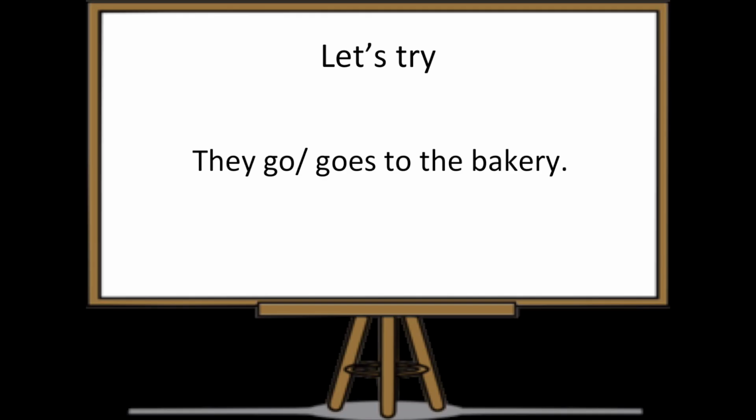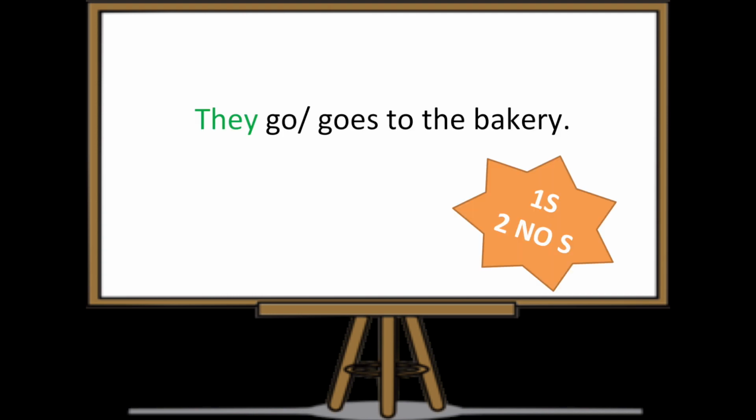Okay, last one. They go or they goes to the bakery. Look at the subject. What is the subject? They. So they is 1 or 2? 2. Very good. So 2 no s. They go to the bakery. Clearer? Alright. I hope you can use that formula.